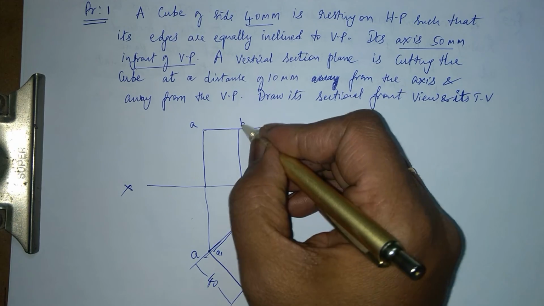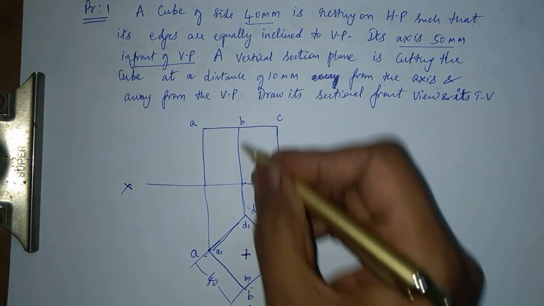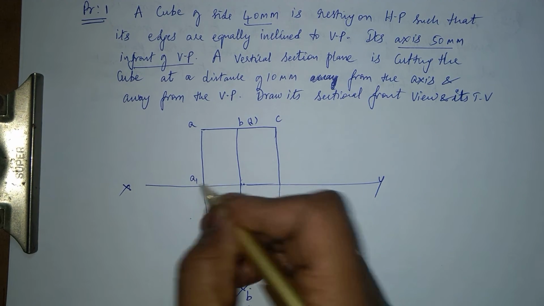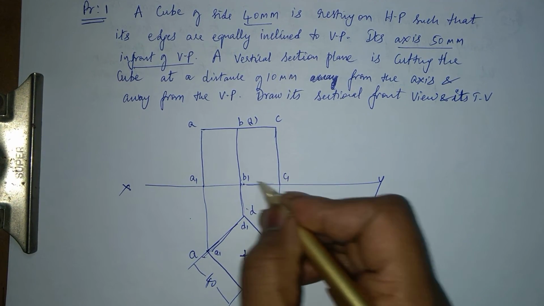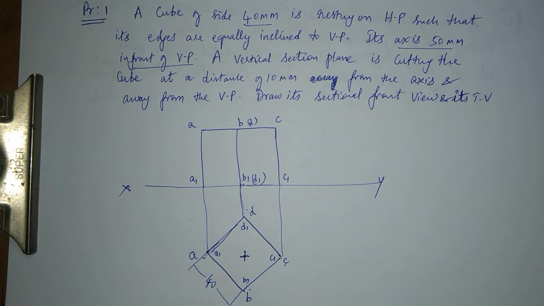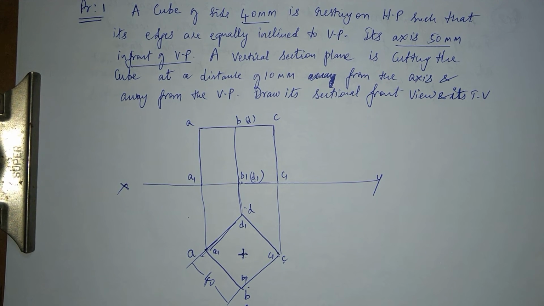So this is A, B, C, all are solids. D is behind my sight, so D is in braces. Similarly, it's A1, B1, C1 and D1 in braces. Alright, now let me get the section.